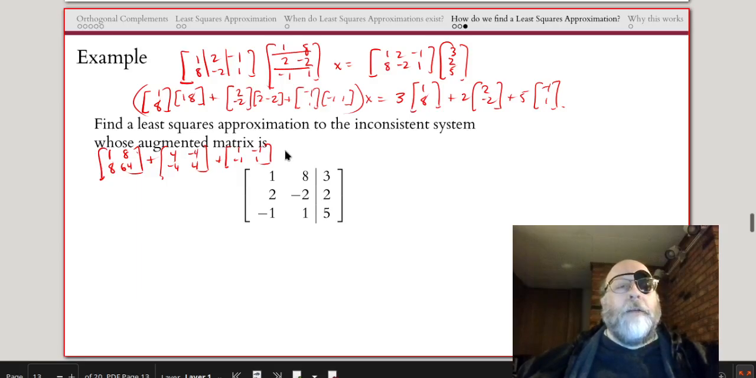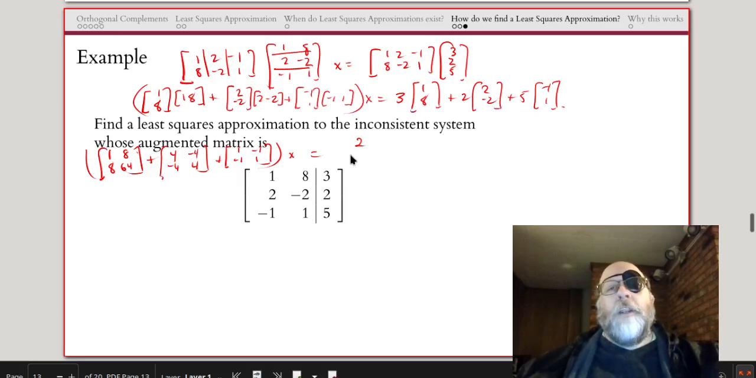Oh, all right. And the right side is, let's see, 3 plus 4 is 7. 7 minus 5 is 2. 24 minus 4 is 20. 20 plus 5 is 25.